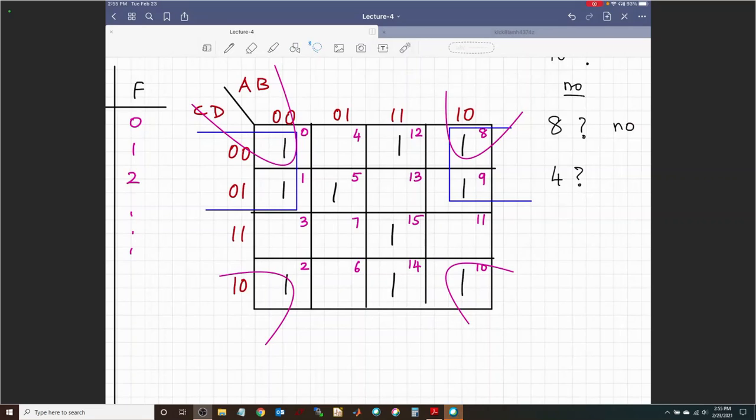I think 14, 10, 12, and 8. 14, 10, 8, and 12. Again, edges wrap around, and in this case, it is the vertical edge. So that is also going to be a good one. Let's see. Let's use green for that. As big as possible and as few as possible. Okay, what else is left?